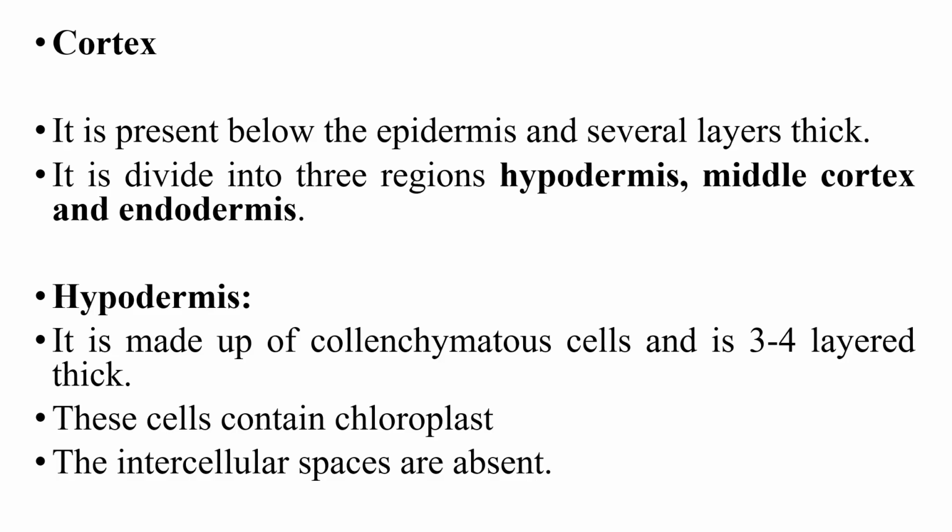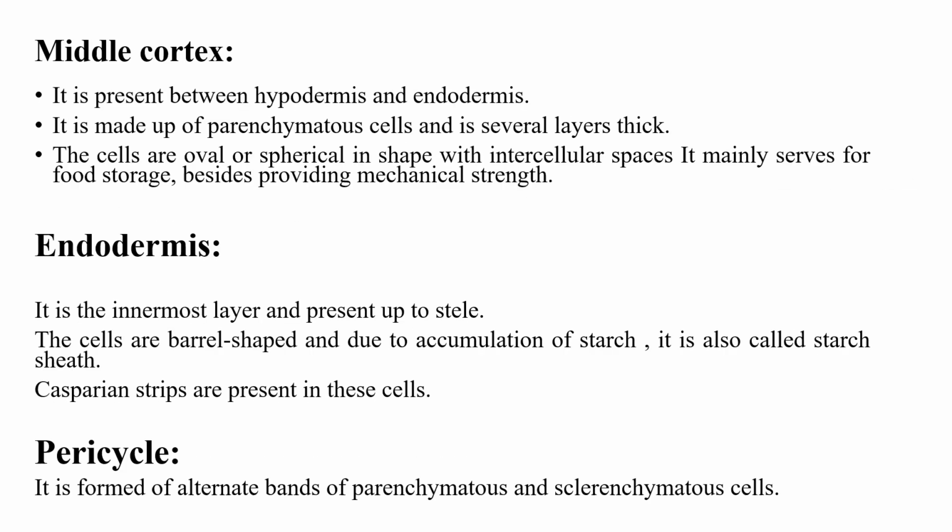Hypodermis in case of dicot stem is collenchymatous. Collenchyma is present in the hypodermis of dicot stem. This collenchyma contains chloroplast. Intercellular space is totally absent in hypodermis. There is no space in between the cells of hypodermis. Then middle cortex, inner to the hypodermis, is present. It is made up of parenchymatous cells and several layers thick. The cells are oval or spherical in shape with intercellular spaces.